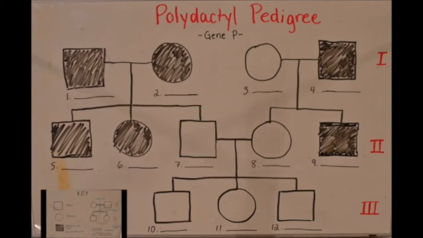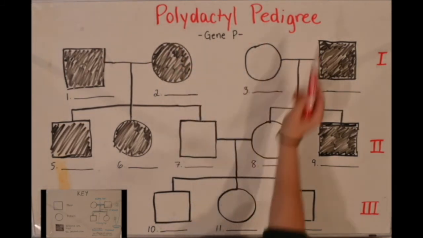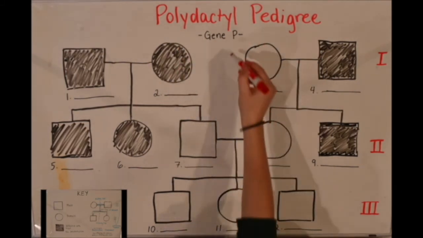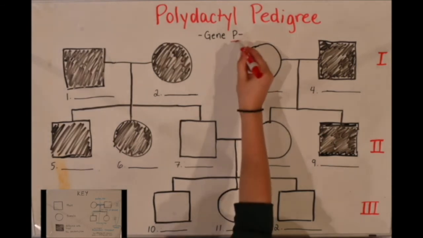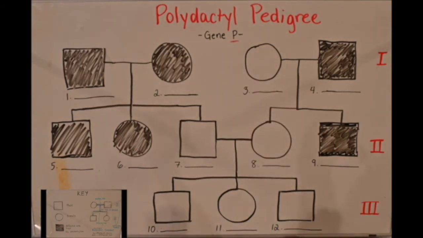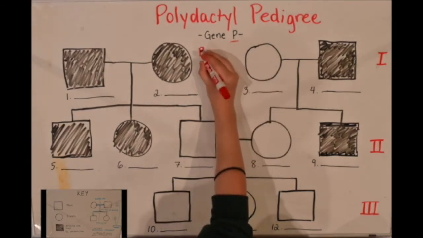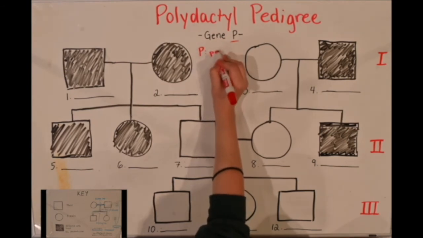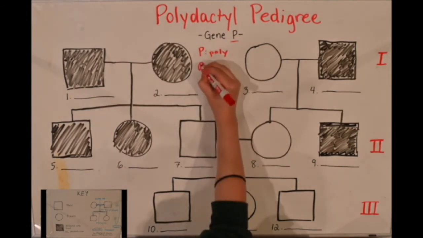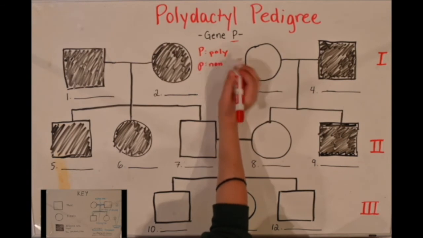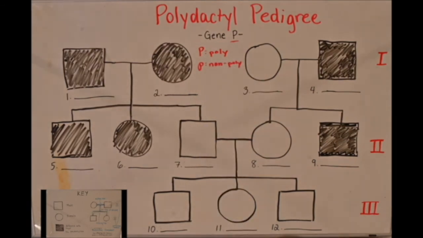Now that we have the key for this pedigree, we can actually get to tracing it. And what I mean by tracing the pedigree is filling in all of the missing genotypes for these cats on this family tree. So, just as a reminder, we're looking at gene P for polydactylism, and the dominant allele, or capital P, does code for a polydactyl cat, and the recessive allele, a lowercase p, will code for a non-polydactyl cat, or a cat with the normal amount of fingers and toes.